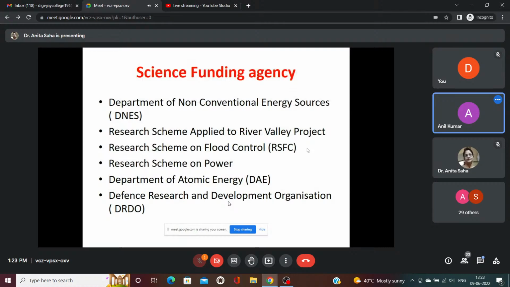Then in the field of science, there are so many other agencies also supporting scientific research, like the Department of Non-Conventional Energy Sources, research scheme applied to River Valley Project, research scheme on flood control, research scheme on power, Department of Atomic Energy, Defense Research and Development Organizations. These all bodies are supporting research proposals for the development of the country and development of the society. The next slide.